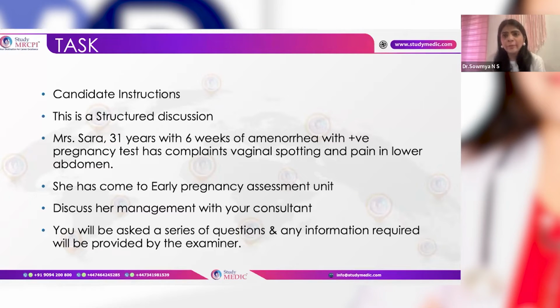Coming to the investigations, her full blood count is normal as of now. Her beta HCG is 1,600, and the scan shows an intrauterine live pregnancy in the right fallopian tube, with fetal cardiac activity being present. And there is very minimal fluid in the pouch of Douglas.